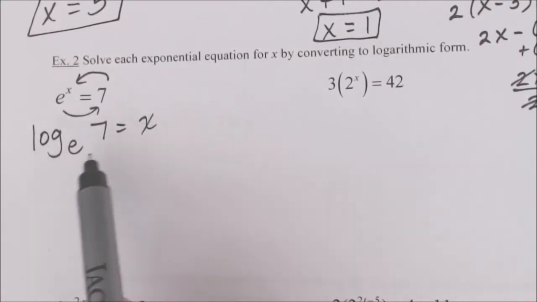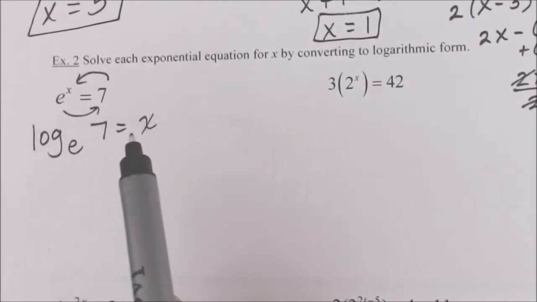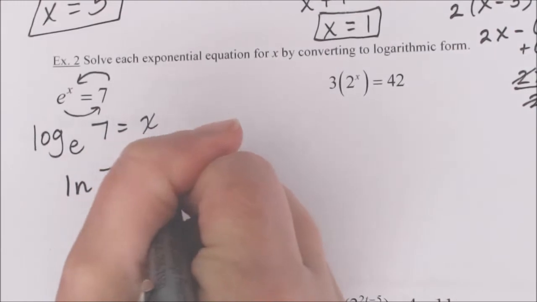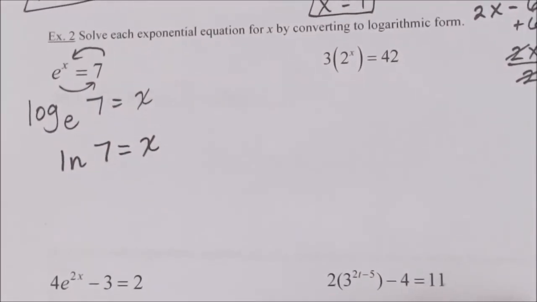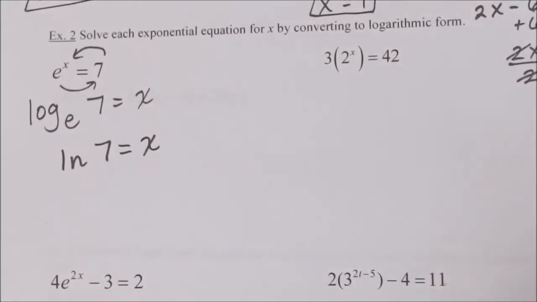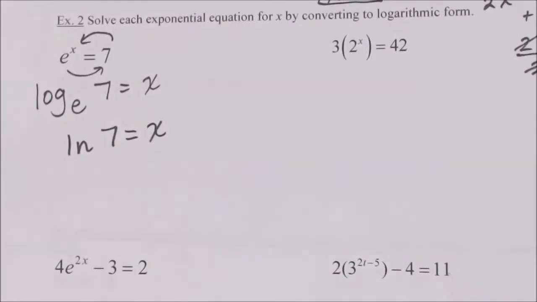Now normally we don't write this as log base e. Remember what kind of a logarithm we have when the base is e. That becomes the natural log of 7 equals x. Now this is a valid answer. This is called an exact answer. So you may see some questions in my math lab where they ask you to leave it in this format. x would be the natural log of 7, would be a valid answer.